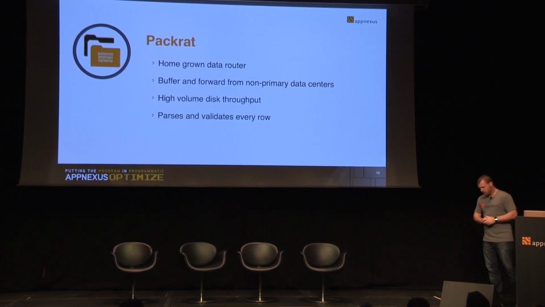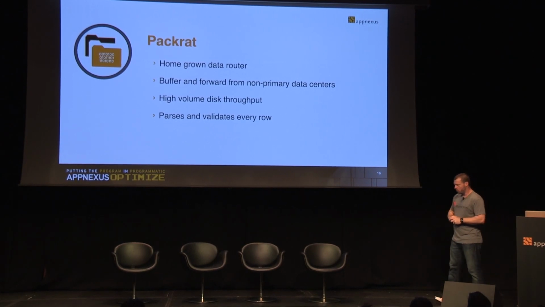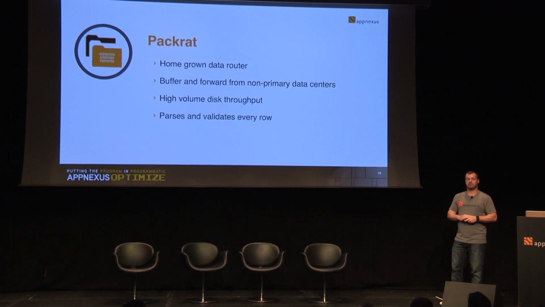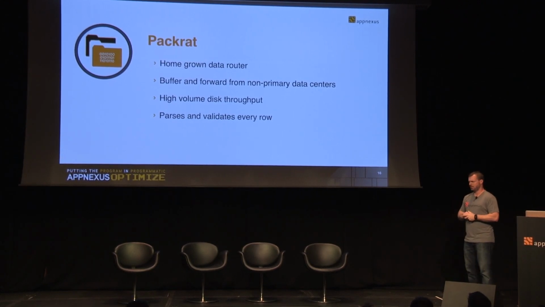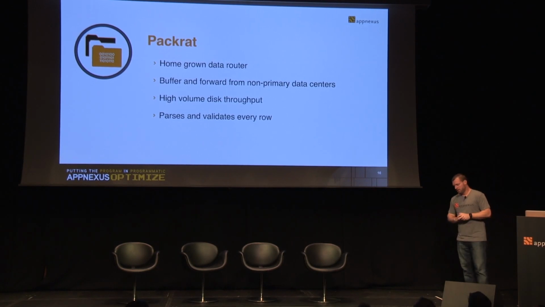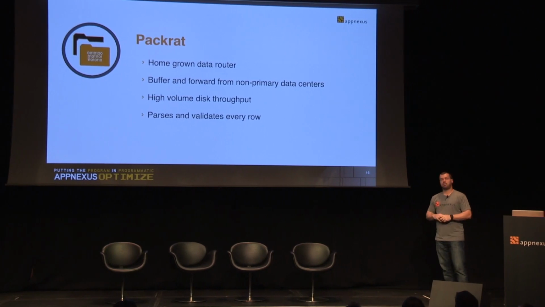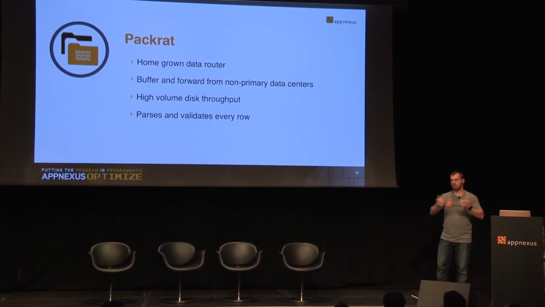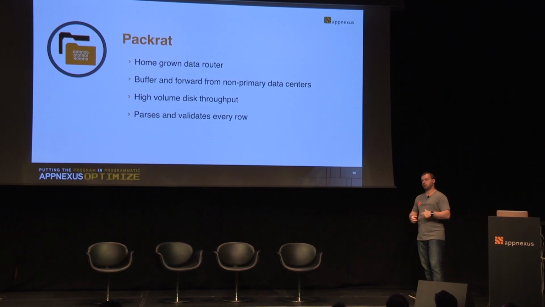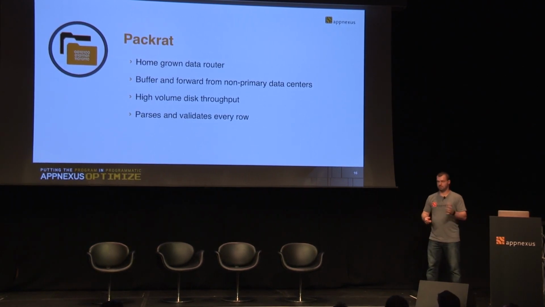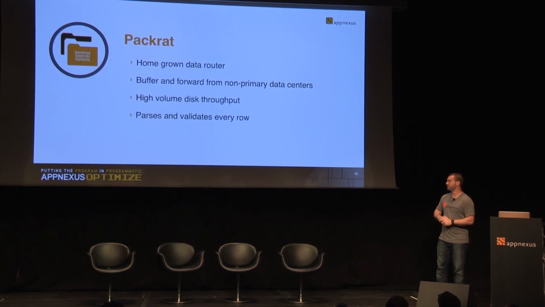PackRight is our own homegrown data router that predates me at AppNexus. It has been around since the dawn of time, I think. It is a buffer and forward from non-primary data centers. We've got 5 data centers, and I'll cover them in a minute. PackRight basically takes all the traffic over HTTP post, snappy compressed, what is now protobuf records, or not exactly protobuf records. I'll cover that in a second.